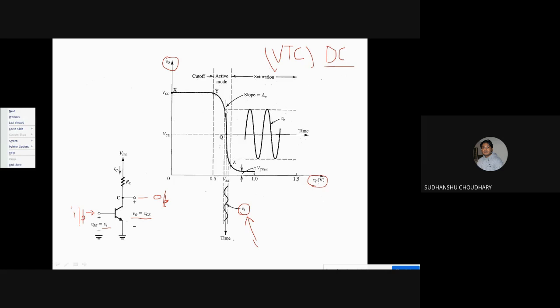Now in this VTC, we identify this active region here, and this is my saturation region, and this is my cutoff region. In MOSFET, if you remember, this was my saturation region and this was active. But here, this transient region is the active region, and the rest of the region is saturation region. We select again a Q point at the center of the transient region, that is the active region here in the BJT.